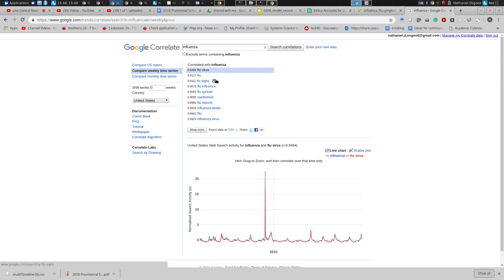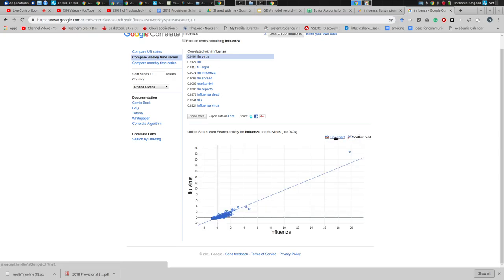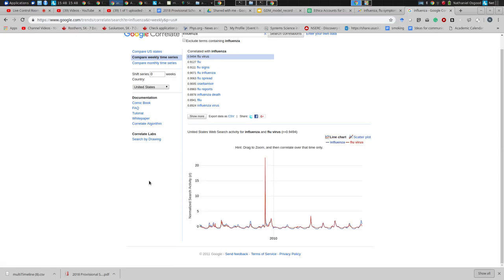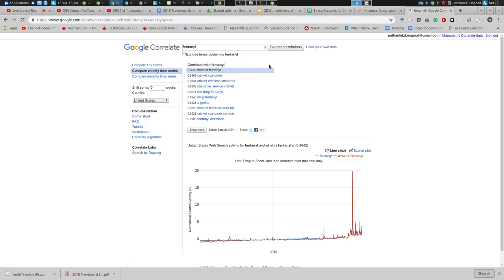So here we can get some picture of how things are correlated. This is between influenza on the one hand and flu virus on the other. And we can look at it over time or indeed as a scatter plot. Okay. So this can give you a sense of related searches for your term. So if we were to look at, for example, fentanyl, right? People searching for fentanyl, we might also find them searching for overdose-related factors.